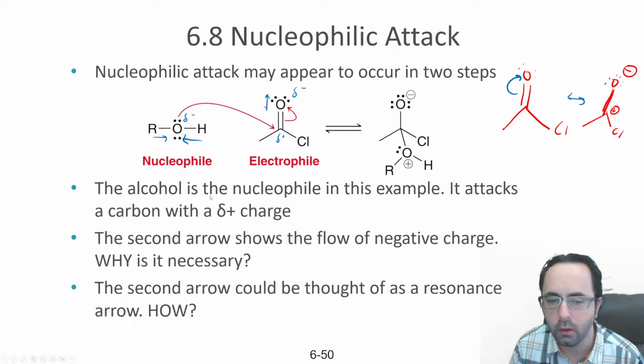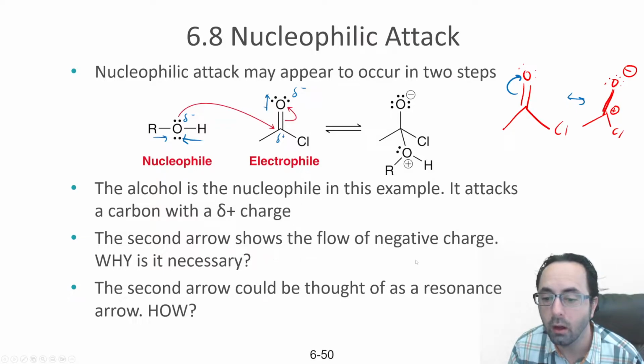The alcohol is the nucleophile in this example. It attacks the carbon with a positive formal charge. The arrows show the movement of electrons, right? So that's why it's important to remember we start where the electrons are. You can't start an arrow where there aren't electrons. So you have to start them where the electrons are to show the movement. The second arrow can be thought of as a resonance arrow, like I was describing it.